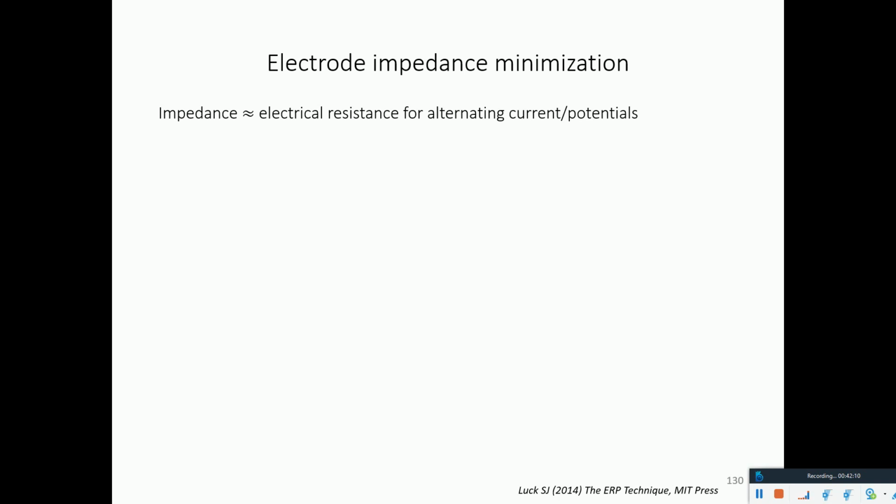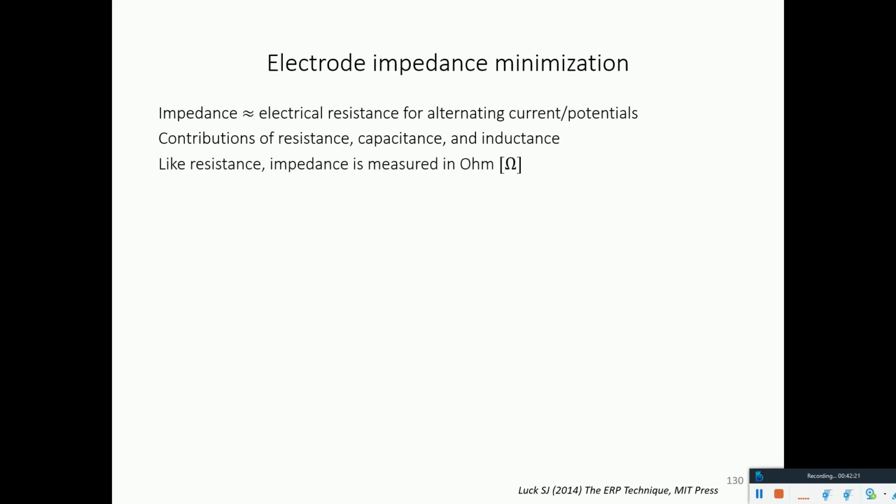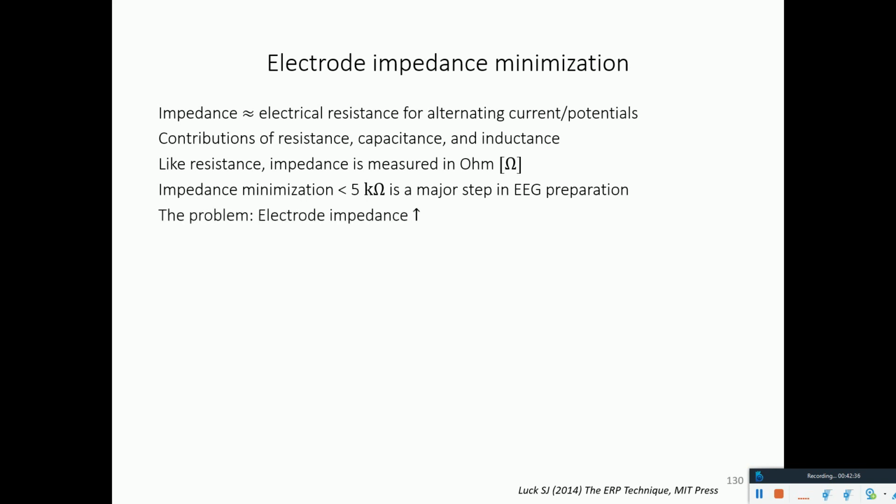We learned already that impedance is essentially the electrical resistance for alternating current or potentials, and that, in contrast to resistance, it also has contributions from capacitance and inductance. It's measured in ohm, and you really want the impedance to be below 5 kilo ohm as a major step in EEG preparation to have good signals. What is the problem if you don't minimize that? There are two things. First of all, the common mode rejection is less good, which means essentially that subtracting the ground electrode activity doesn't work, and what is known as skin potentials gets larger. Essentially, this whole thing means that the EEG noise is larger.